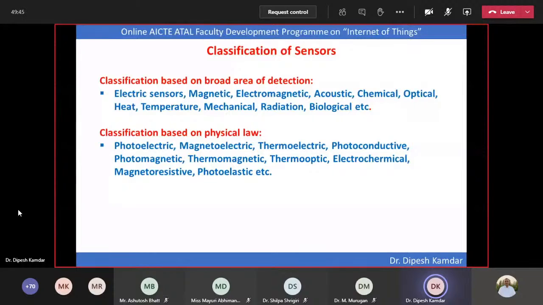Classifications can also be done based on the detection technology. So there are electric sensors, then magnetic, electromagnetic, acoustic, chemical or optical sensors. It can also be classified based on physical laws, like photoelectric laws, magnetic laws, thermal conductivity laws, like that.